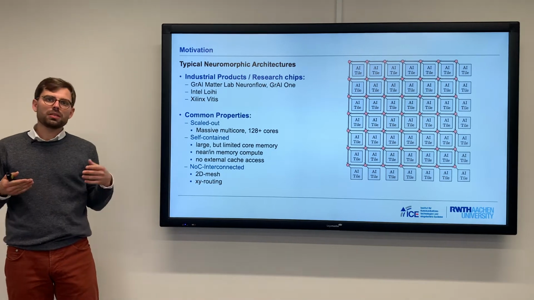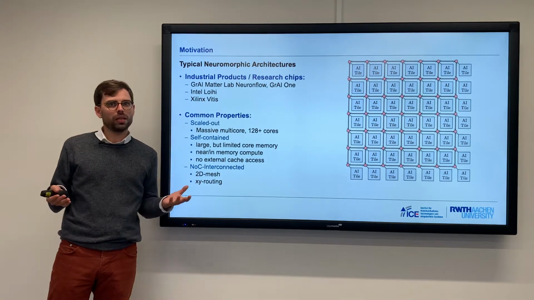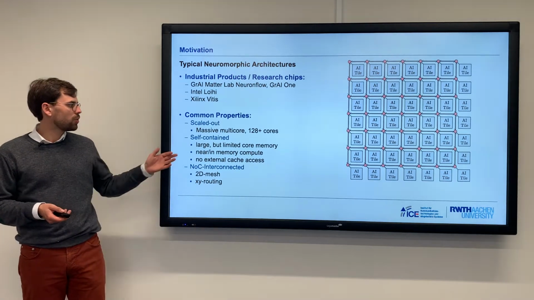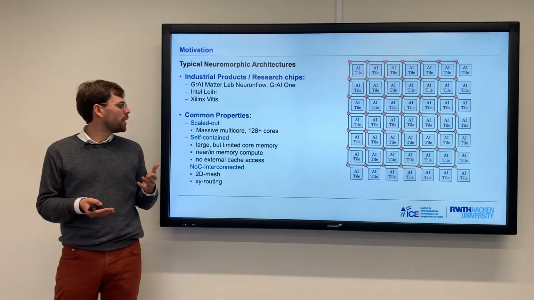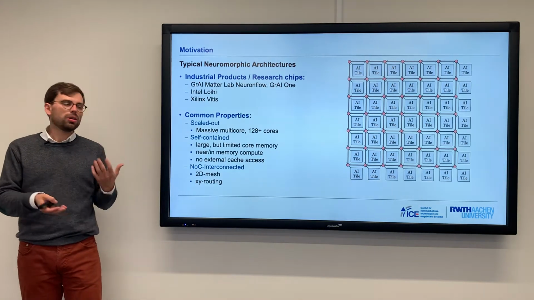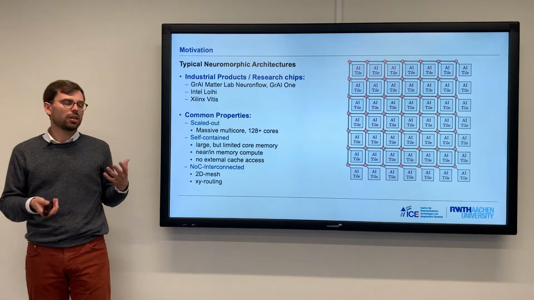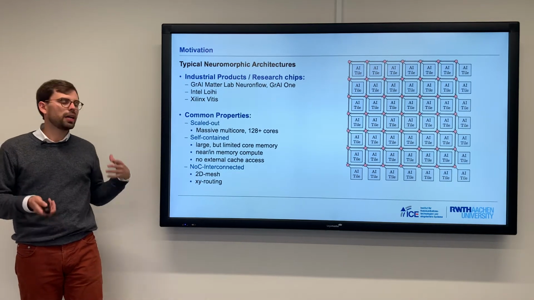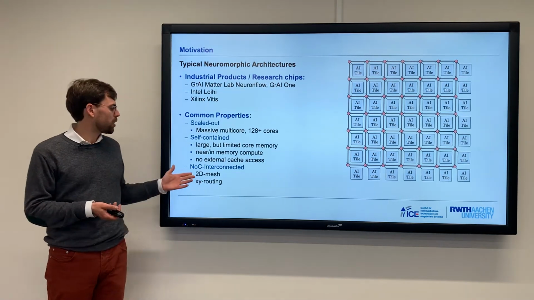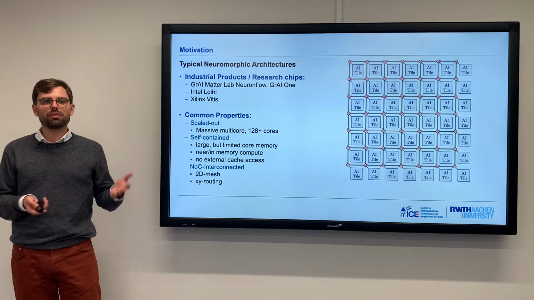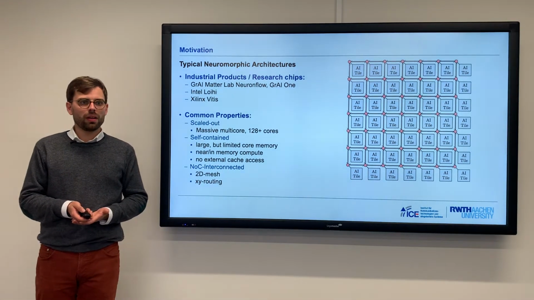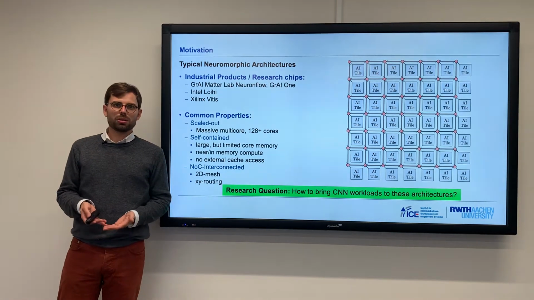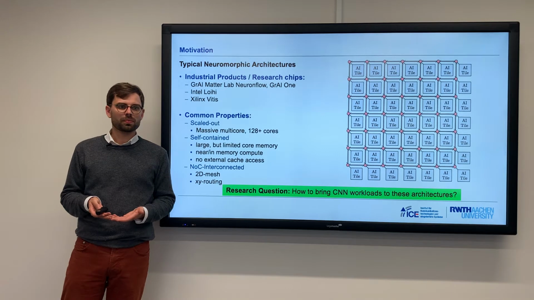And self-contained means that you map the whole neural network to the accelerator and you do not reload the neural network during inference. So you have large but limited core memory, and you do some sort of near or in-memory compute scheme without external cache access. And then what you find in all of these products is that they are NOC interconnected, usually using something like a 2D mesh and XY routing, so a relatively conventional architecture. And the research question here is, how do we bring CNN workloads to these kinds of systems?